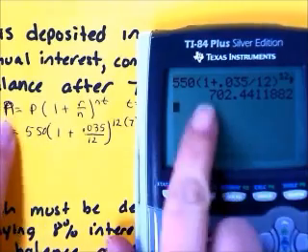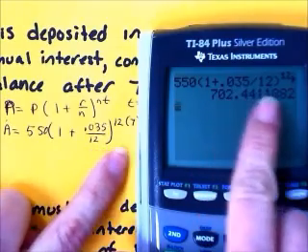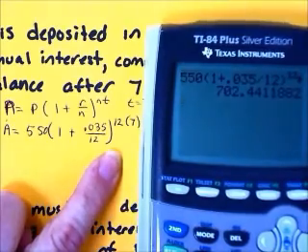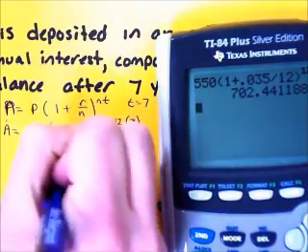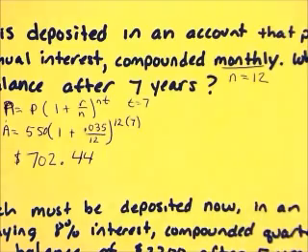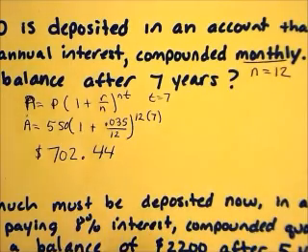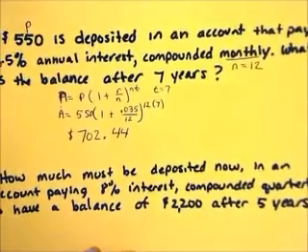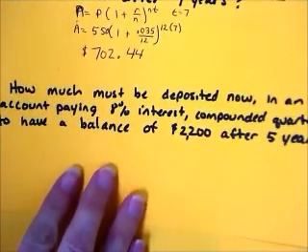Now, you want to go back and make sure you typed everything in correctly, so make sure all your numbers match up. 550, 1 plus 0.035 divided by 12 to the 12 times 7. You can scroll up and scroll over if you'd like to check that. So we're all good. So our answer here is $702.44 would be how much money we had after 7 years. We put in $550, and by us doing nothing, 7 years later, we now have $702.